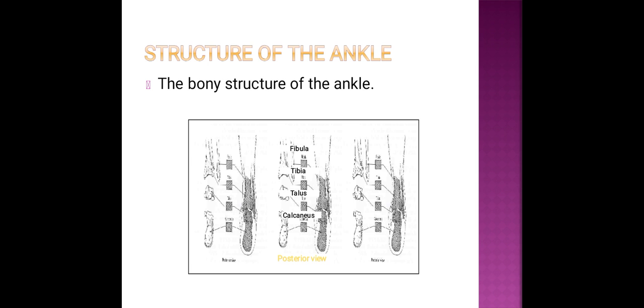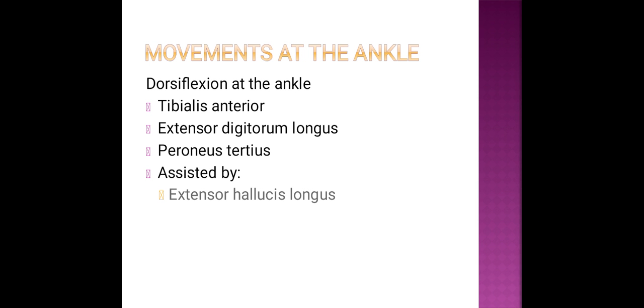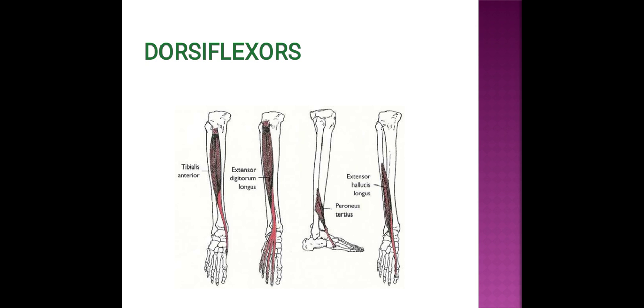The bony structure of the ankle. Movement at the ankle joint. Dorsiflexion at the ankle is facilitated by the tibialis anterior, extensor digitorum longus, peroneus tertius, and extensor hallucis longus muscles. These are the dorsiflexor muscles.